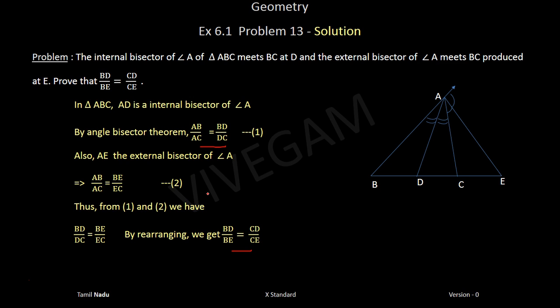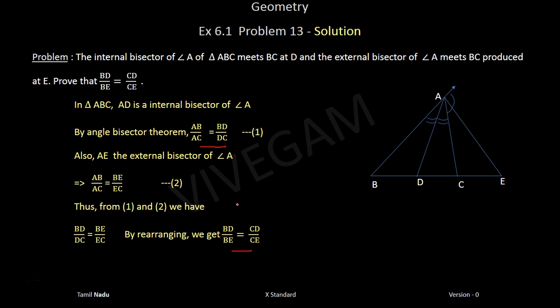You got it? So all you have to do is apply the internal bisector theorem for triangle ABC, and the same for the external bisector of angle A for triangle ABC. You will get two different equations, and you will be able to see the LHS in both the cases is the same. Equate the RHS and simplify, rearrange it to get the required equality. Okay, so I hope I made it easy for you. If not, please go through this problem one more time.